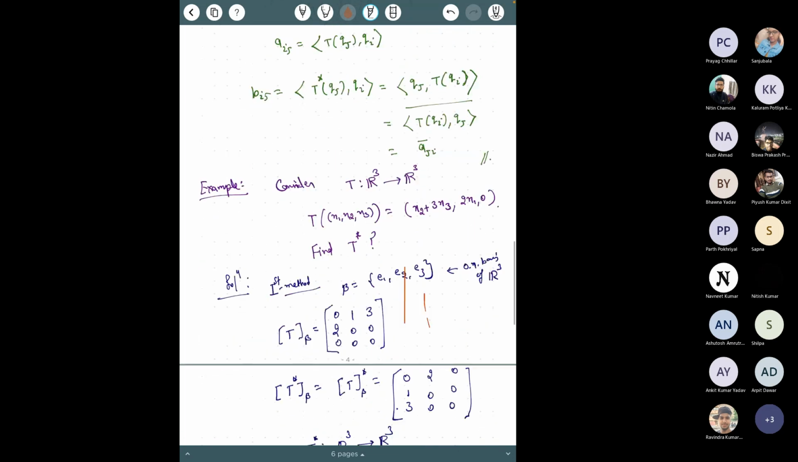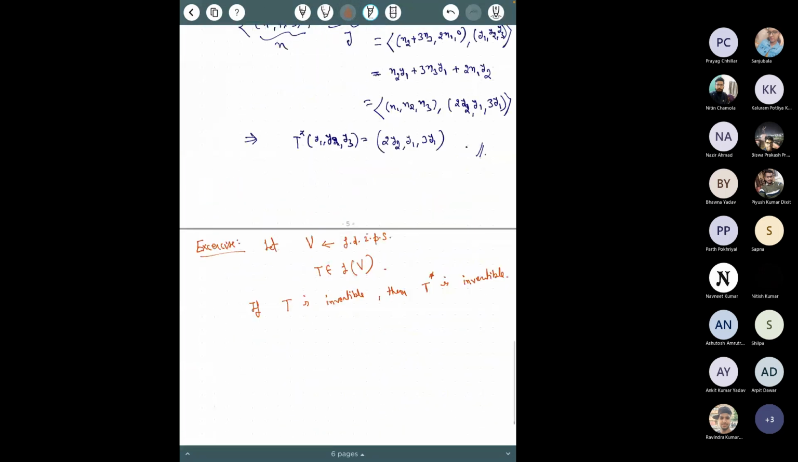This is a statement which you can easily verify using the matrices, but I'll give a different proof using just the definition of this. It also gives you a way to use the definition of adjoint. So if T is invertible, then T star is invertible. Not only that, you can tell what the inverse would be: the inverse of T star is just star of T inverse. This is what we have observed, and in fact it is true.